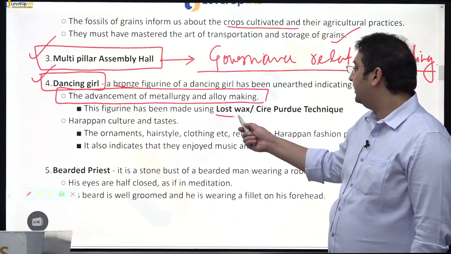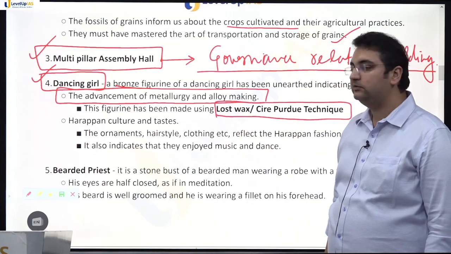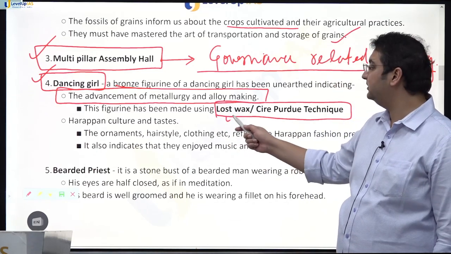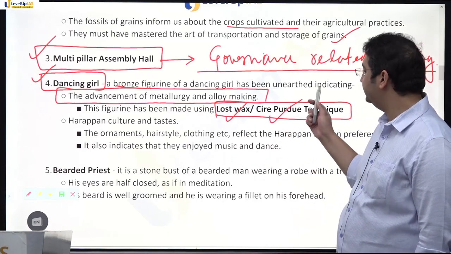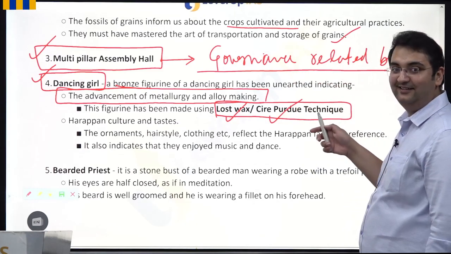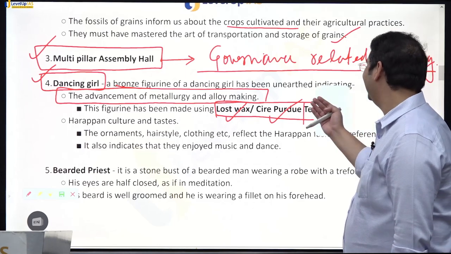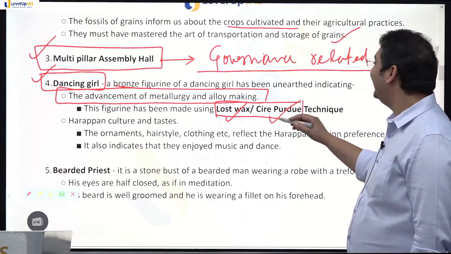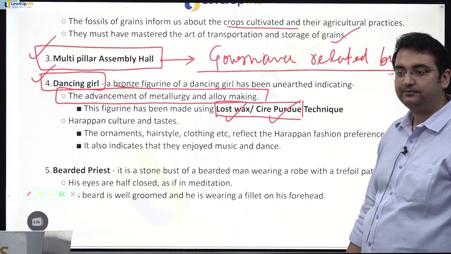We are also aware about the technique that was used to make this bronze figurine. Which technique was used? Lost wax technique. In French, it is known as the cire perdu. I don't know the correct pronunciation. You people might know. Anyway, so what was the lost wax technique? What was it?